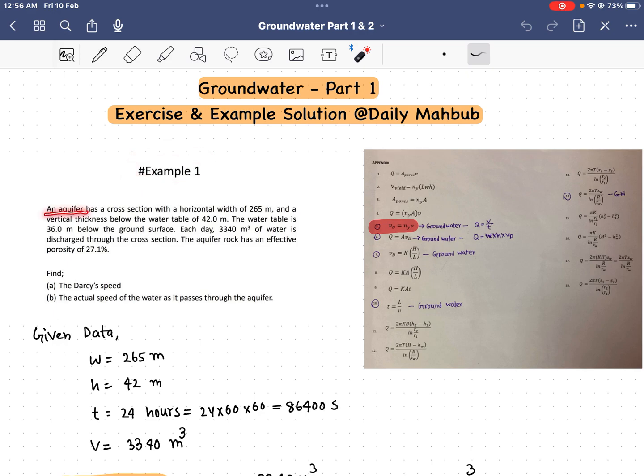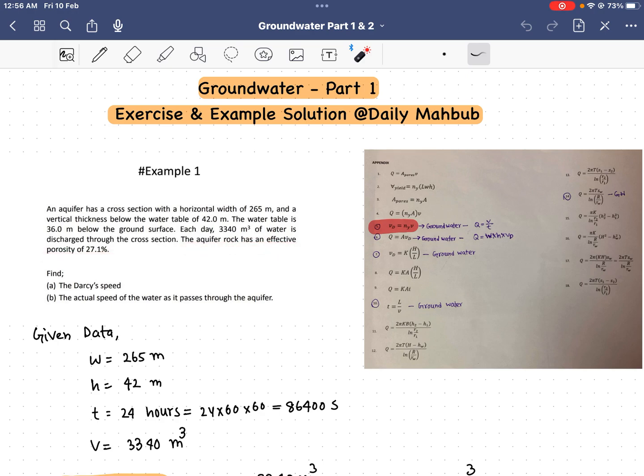An aquifer has a cross section with a horizontal width of 265 meters and a vertical thickness below the groundwater table of 42 meters. The water table is 36 meters below the ground surface. Each day, 3,340 cubic meters of water is discharged through the cross-sectional area. The aquifer rock has an effective porosity of 27.1%.